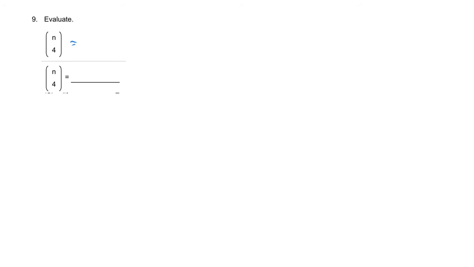So this means the same thing as nC4. The formula for nC4 is, I'll just put it over here, n choose r is n factorial over n minus r factorial, and then you multiply an r factorial on the bottom. So it'll be n factorial over n minus 4 factorial times 4 factorial.